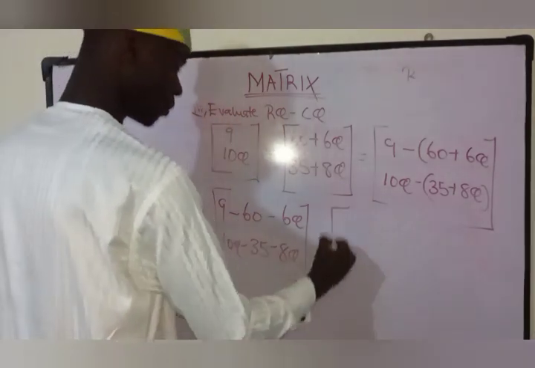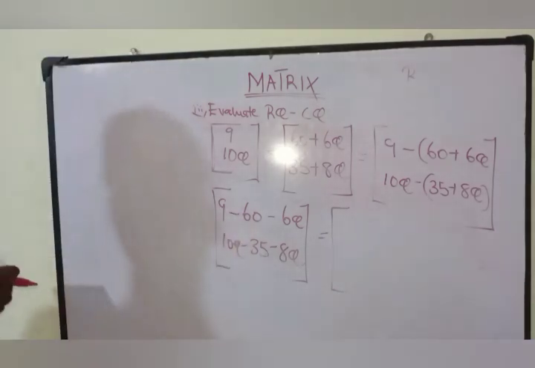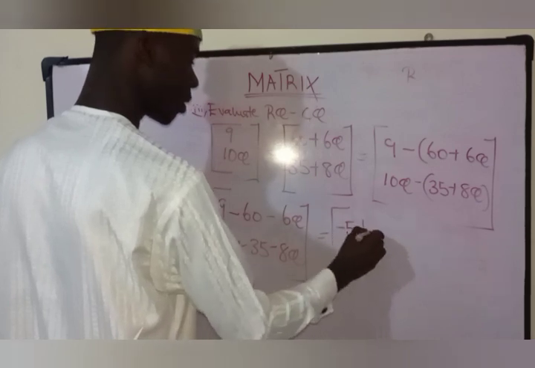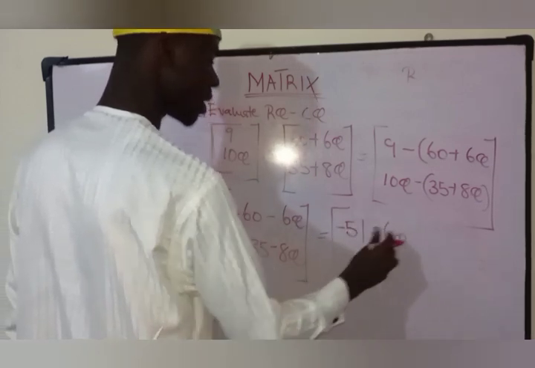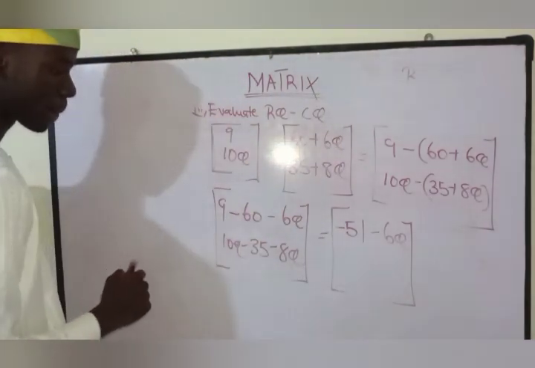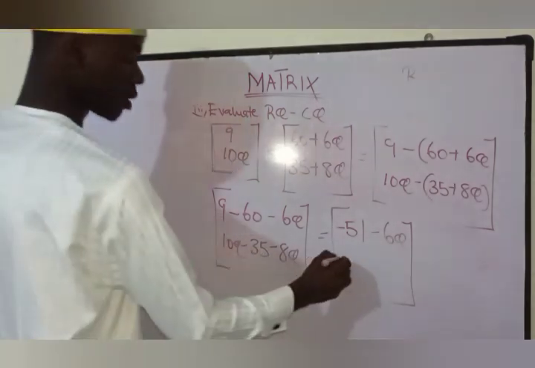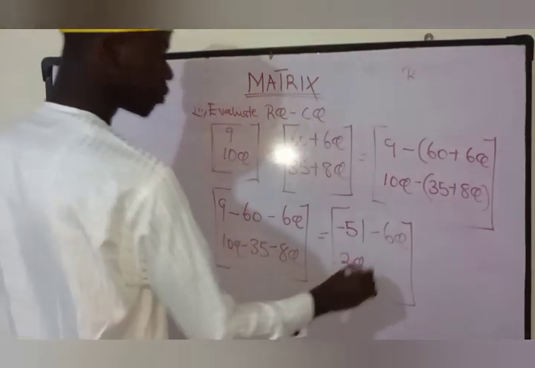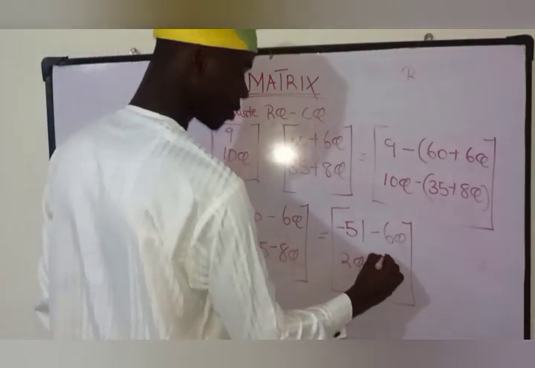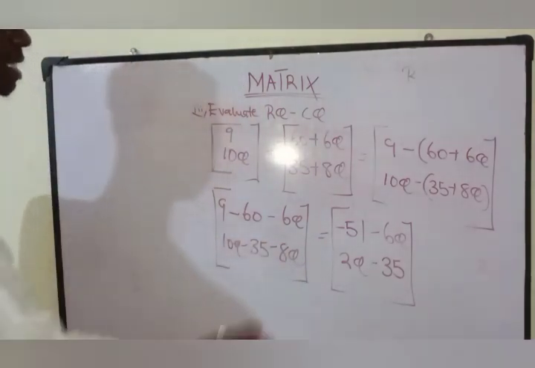So 9 minus 60 is minus 51, minus 6Q, because this one has a variable and you cannot subtract it. Then 10Q minus 8Q is 2Q, minus 35. So this is our final answer.